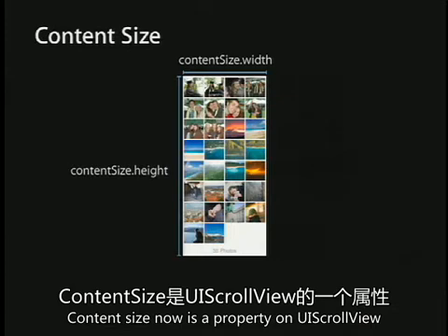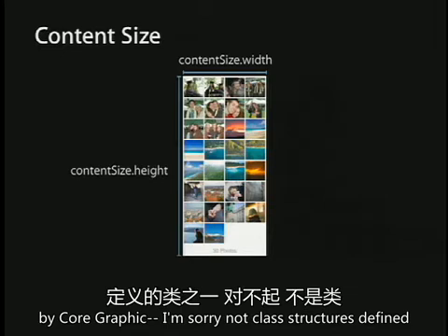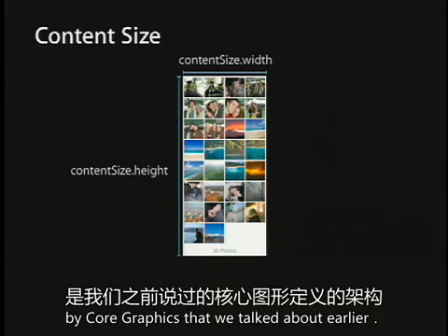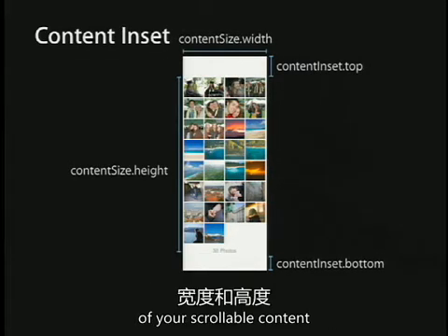Content size, now it's a property on UI scroll view, and it's a CG size, which is one of those structures defined by core graphics that we talked about earlier. So that defines the width and height of your scrollable content.